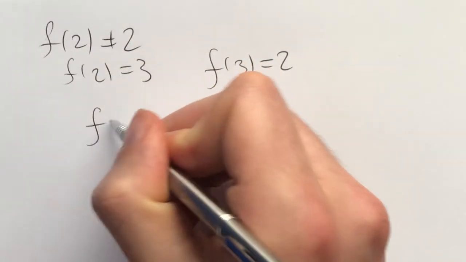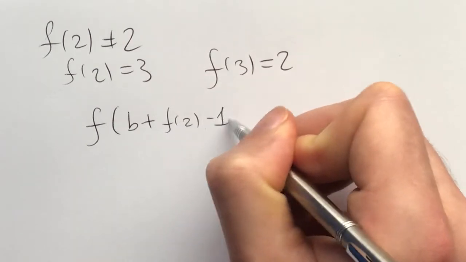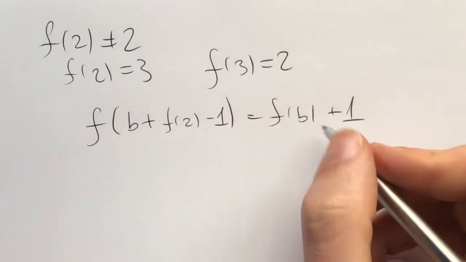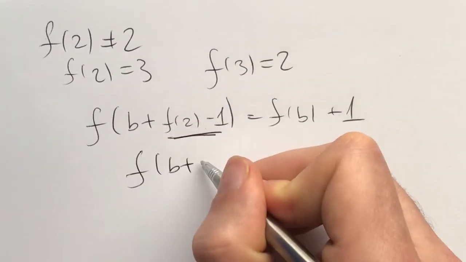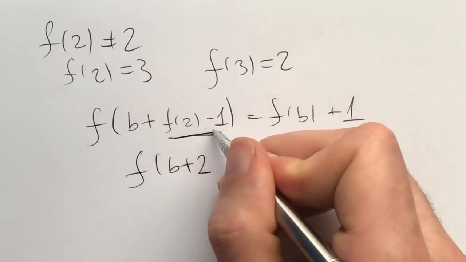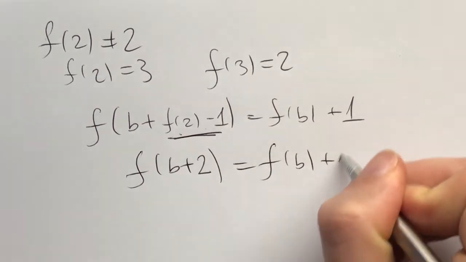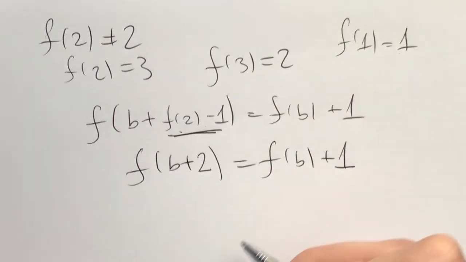From our condition, we get f of b plus f of 2 minus 1 is equal to f of b plus 1 for every b. Given this is 3, we get that f of b plus 2, or no, is this b plus 2? Plus 2 is equal to f of b plus 1. Now would f of 1 equal 1?